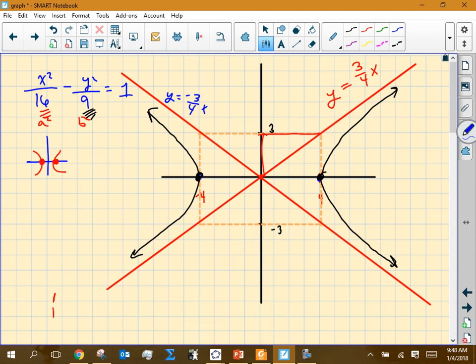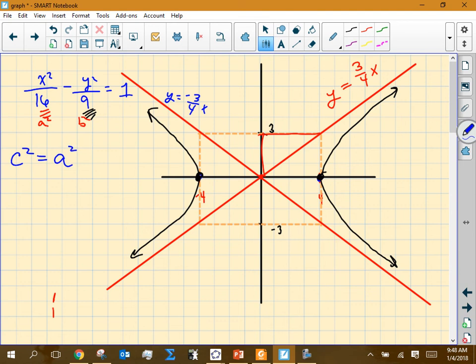Okay. The next thing we want to do is find where the focus location should be. And in either branch, your focus is going to be on the inside of your hyperbola. Okay? And that's something to remember just in case you mess up your formula.